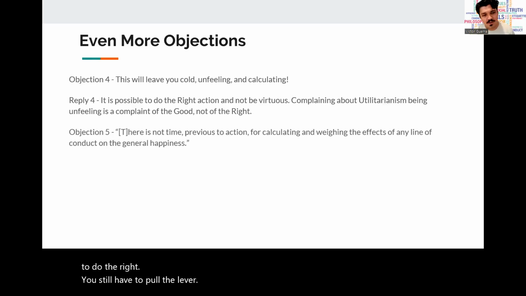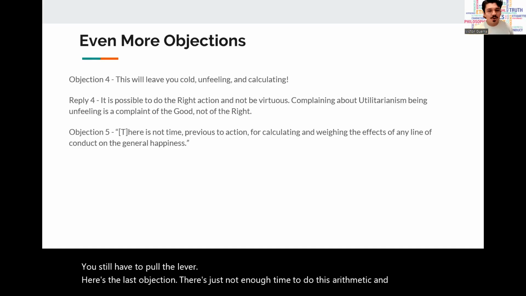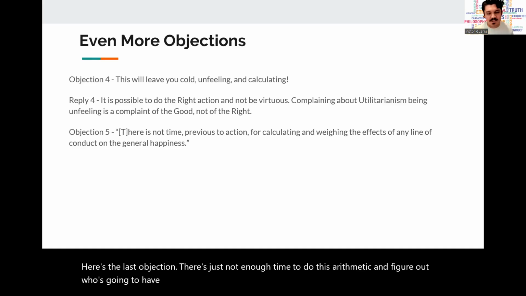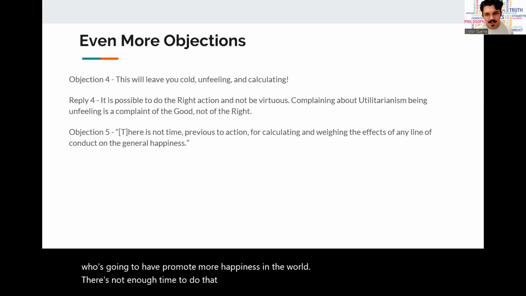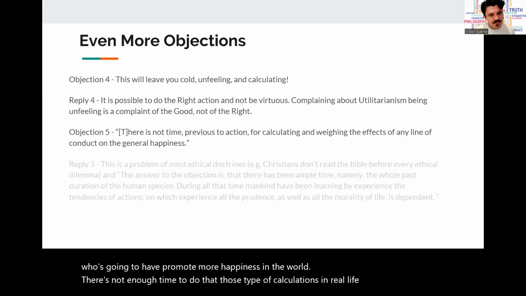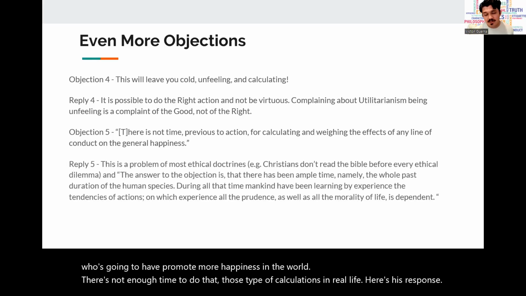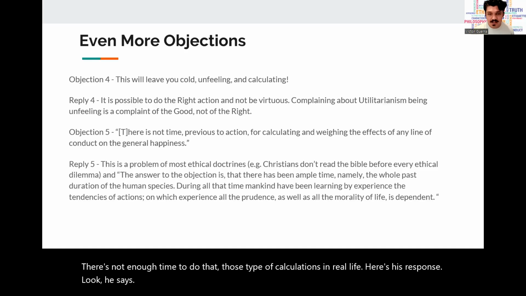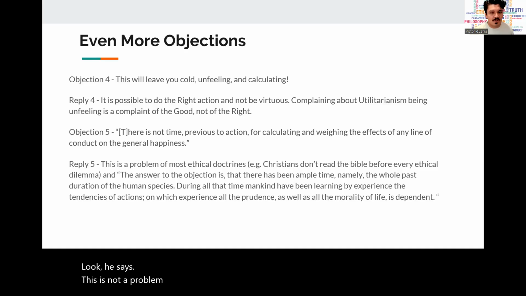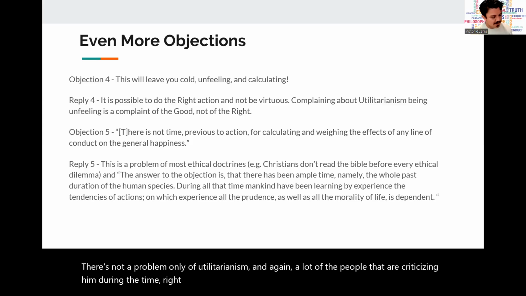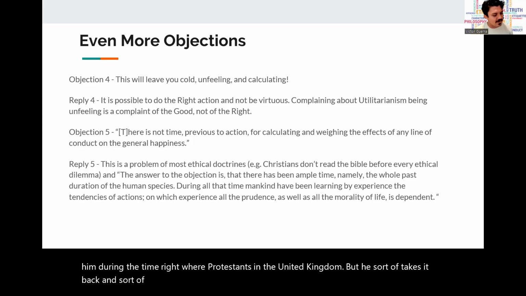Here's the last objection. There's just not enough time to do this arithmetic and figure out who's going to promote more happiness in the world. There's not enough time to do those type of calculations in real life. Here's his response. Look, he says, this is not a problem only of utilitarianism. And again, a lot of the people that were criticizing him during the time were Protestants in the United Kingdom. But he sort of snaps back at them.